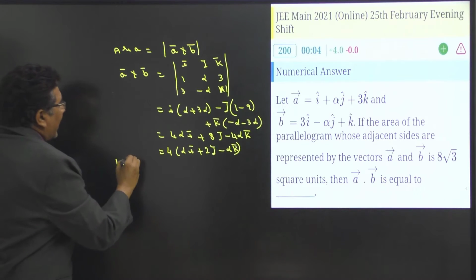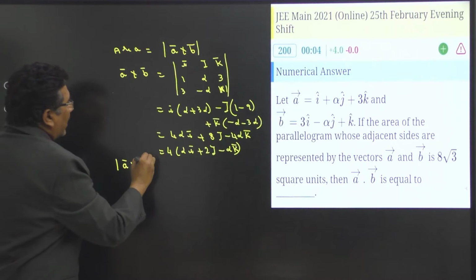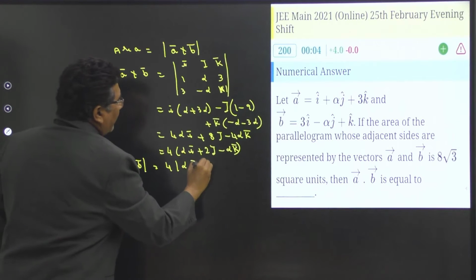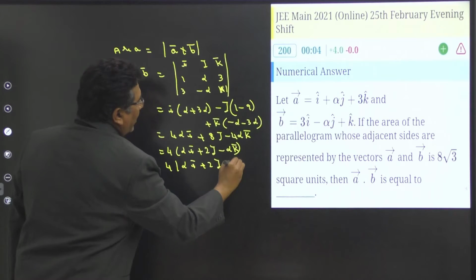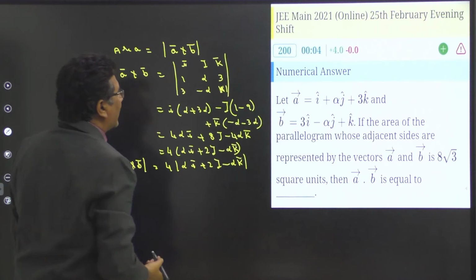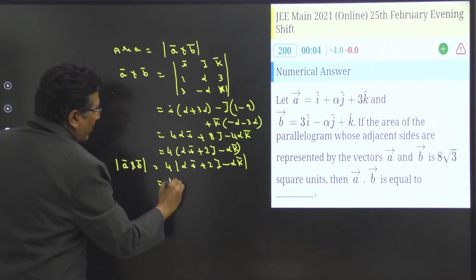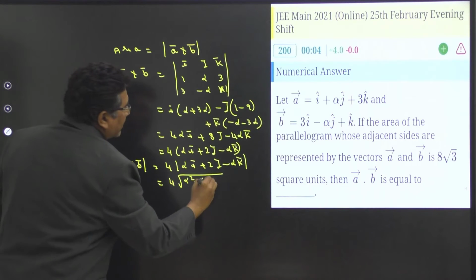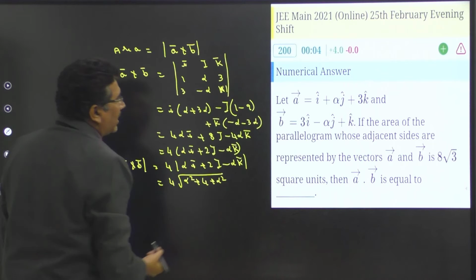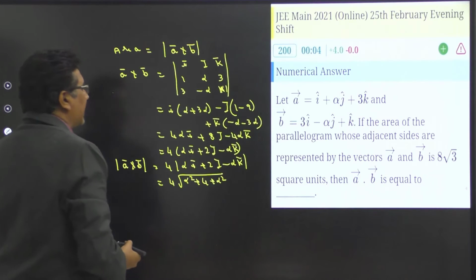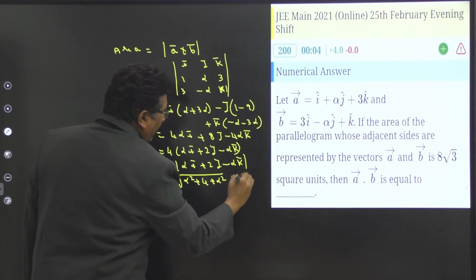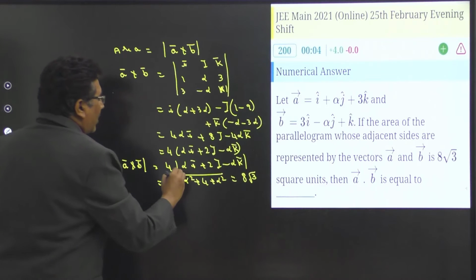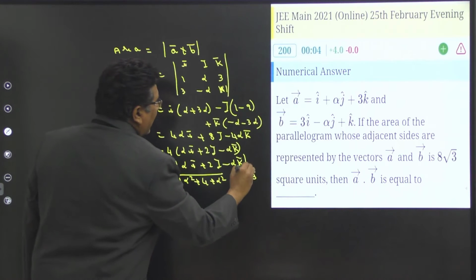Modulus of A bar cross B bar is equal to 4 times modulus of alpha i bar plus 2j bar minus alpha k bar, that is equal to 4 times square root of alpha square plus 4 plus alpha square. That is given as equal to 8 root 3, the area of the parallelogram. Okay, now the 4 and 2 are cancelled.